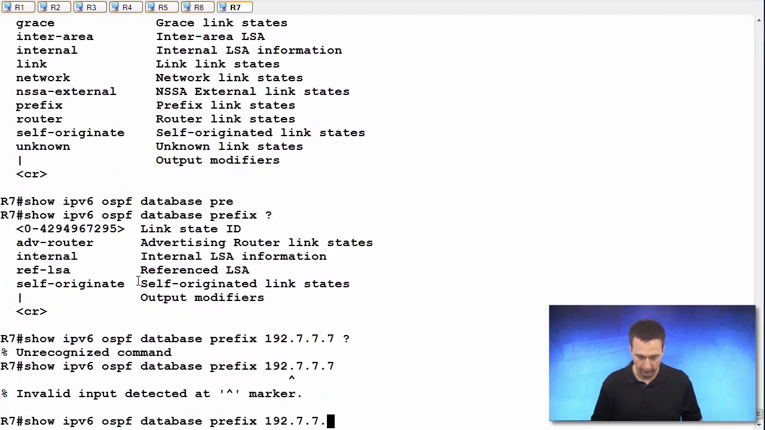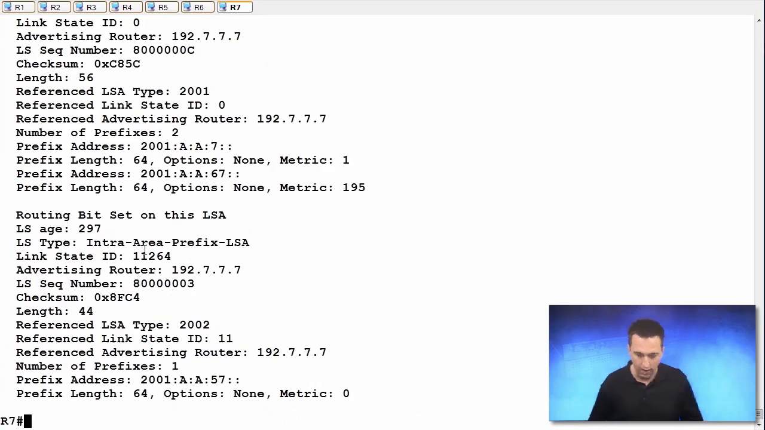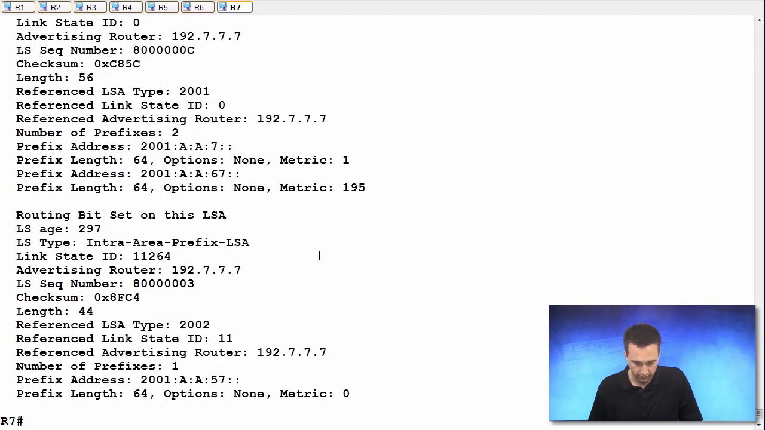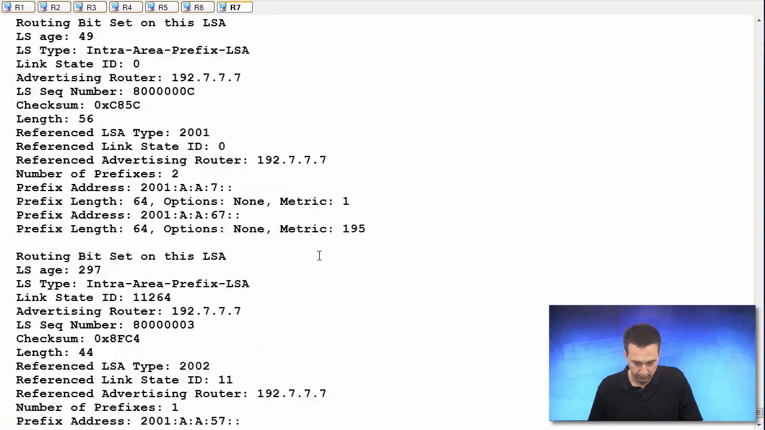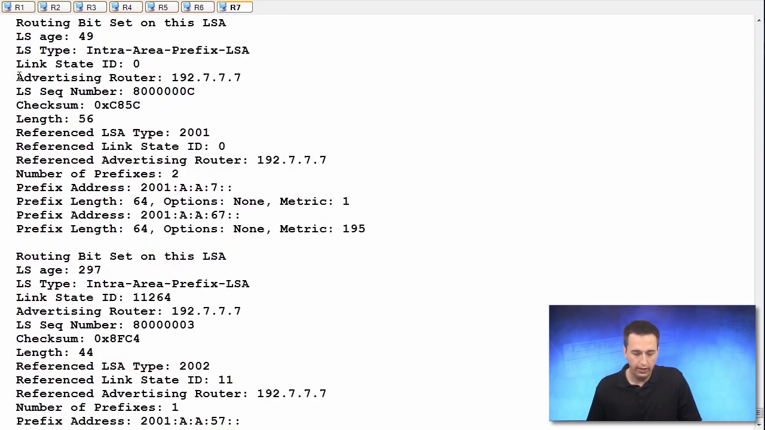Oh, unrecognized command. Oh, I forgot to put an advertising router. Advertising router, 192.7.7.7. And wow, look at this. Look what it says now. It's saying, I am R7.